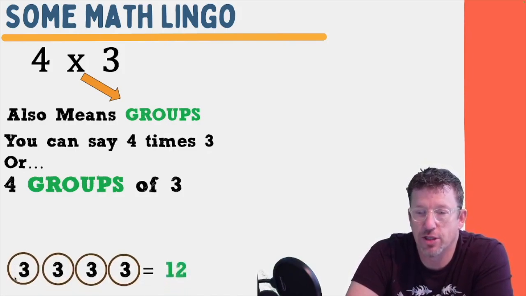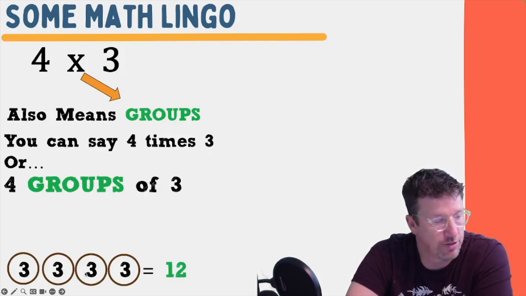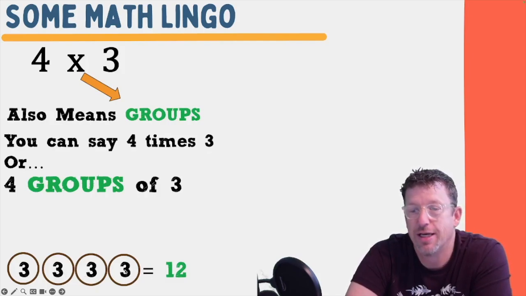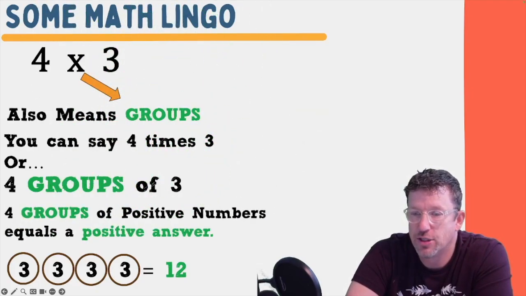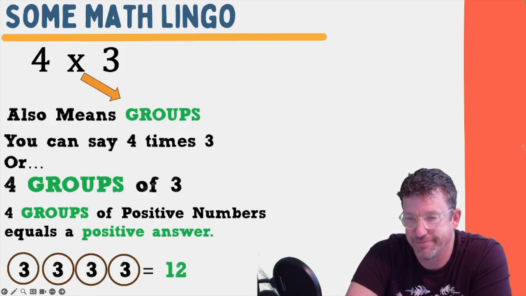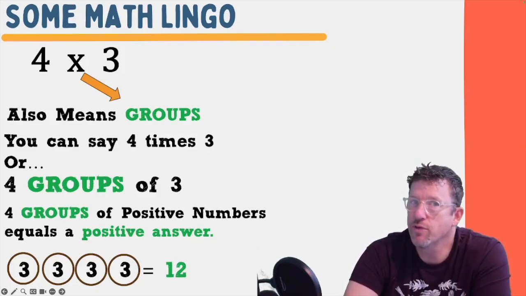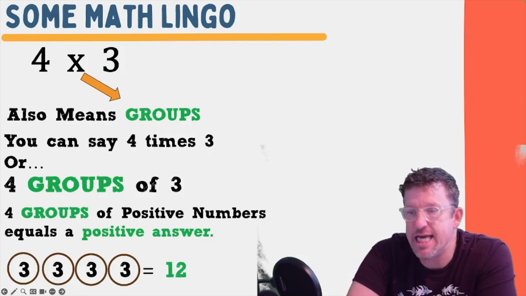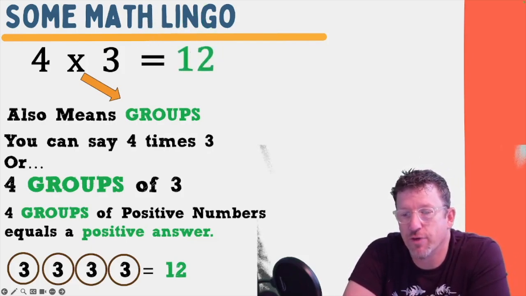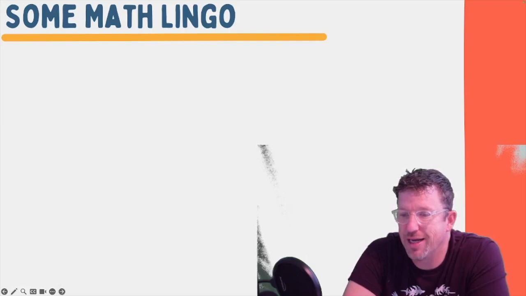Okay, so what it looks like is I have 4 groups of 3. Here's a group of 3, here's a group of 3, here's a group of 3, and here's a group of 3. And when I have 4 groups of 3, it's going to give me 12. Okay, so 4 groups of positive numbers equals a positive number. Oh, wait a minute. That sounds like I'm heading towards a rule. Let's not ruin the movie. That's going to be at the end. All right, so 4 groups of 3 is going to go ahead and give us a positive 12.